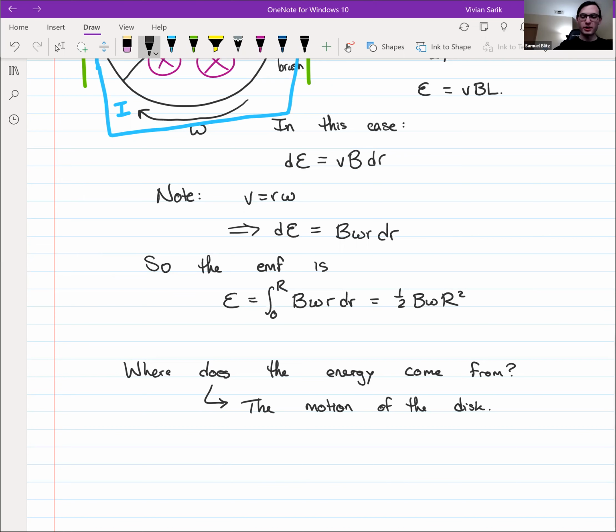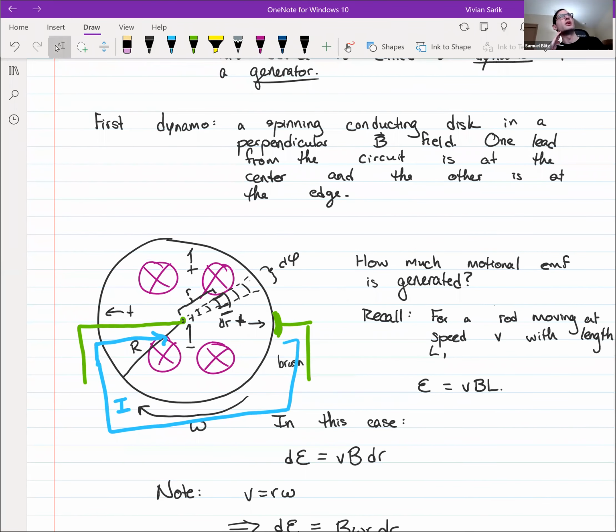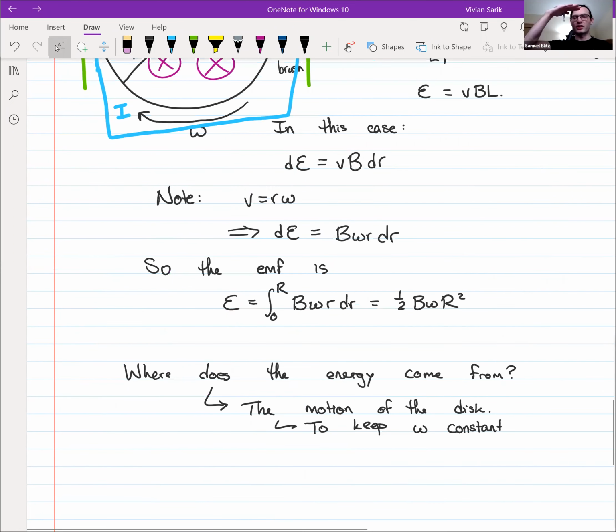So in order to keep a constant angular velocity, by the way, this is just like what we just talked about, the rod that's moving downwards. You have to apply a force downwards to keep it moving at constant speed. To keep this disk spinning at constant angular velocity, we need to apply an external torque. And that torque is going to do work.